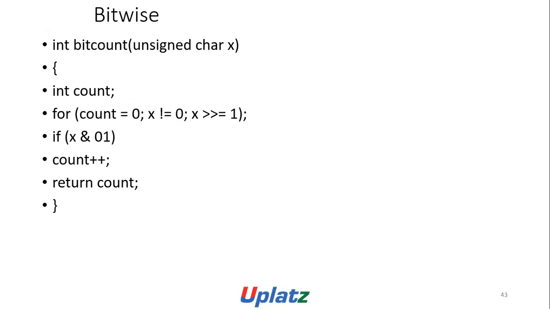Bitwise: int bitcount(unsigned char x), int count; for (count = 0; x != 0; x >>= 1) if (x & 1) count++; return count.